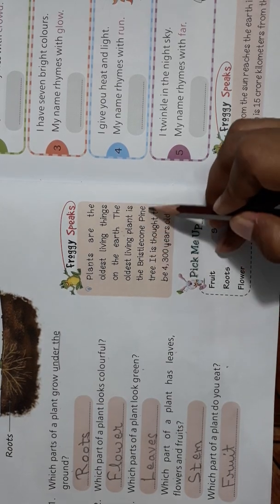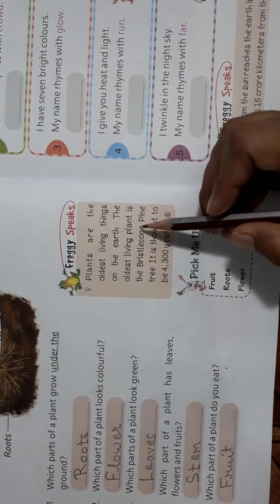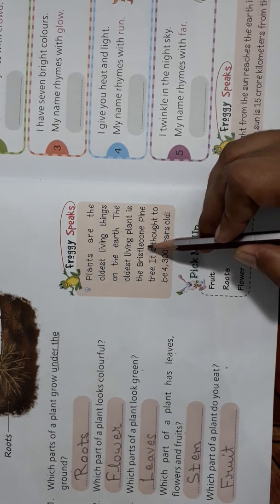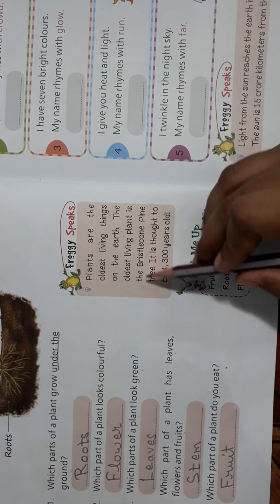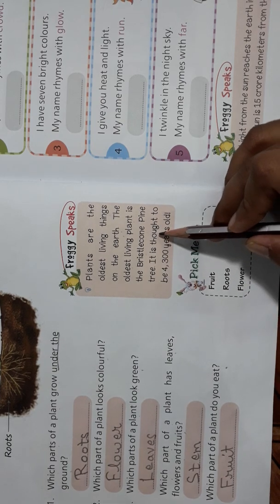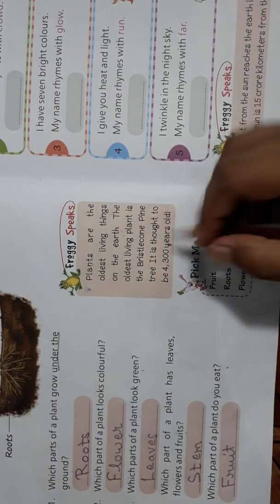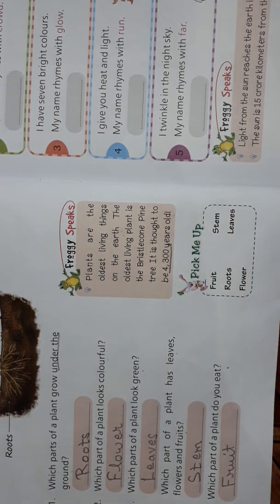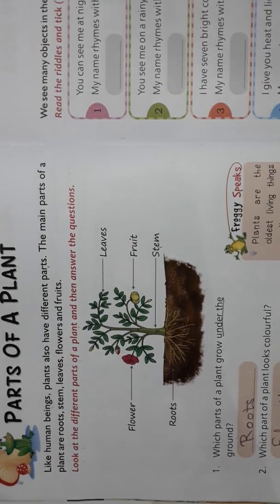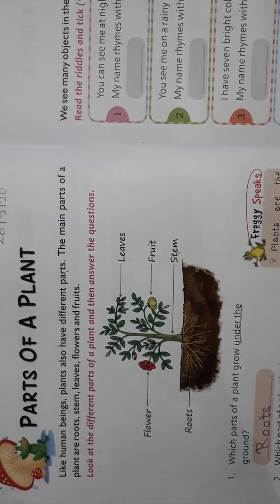This is the name of a plant, and it is the oldest living plant. The oldest living plant is the Bristlecone pine tree. It is thought to be 4,300 years old. How many years? 4,300 years old. Alright. So, I hope things are clear to you all. If you have any confusion, you can ask me.